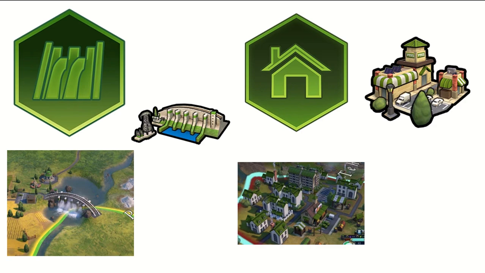Both for dams and for neighborhoods, they do not depend on the population of the city. So you can build these even if your specialty districts are full, like you've built a campus and a theater square in a city with 6 population. You can build a dam and neighborhood as well because that is not affected by the population cap.